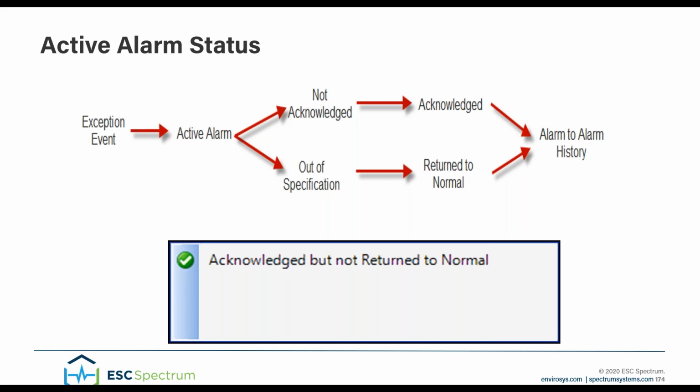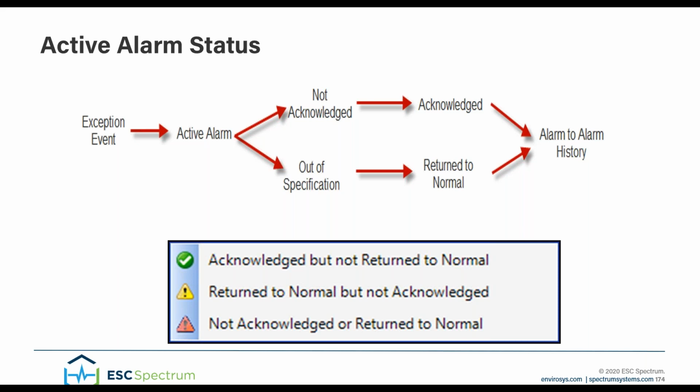And you're going to see that as we get into it. So we have to acknowledge it, and we're going to see acknowledged but not returned to normal as a status. Or we'll see returned to normal but not acknowledged as a status. Or we will see not acknowledged or returned to normal, which would mean that it was outstanding.